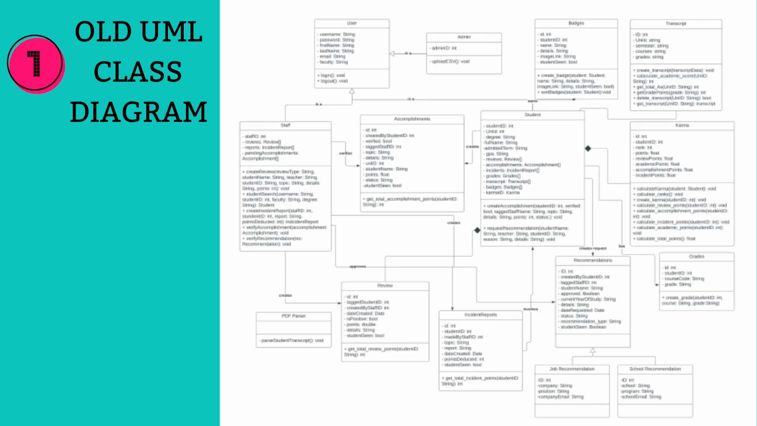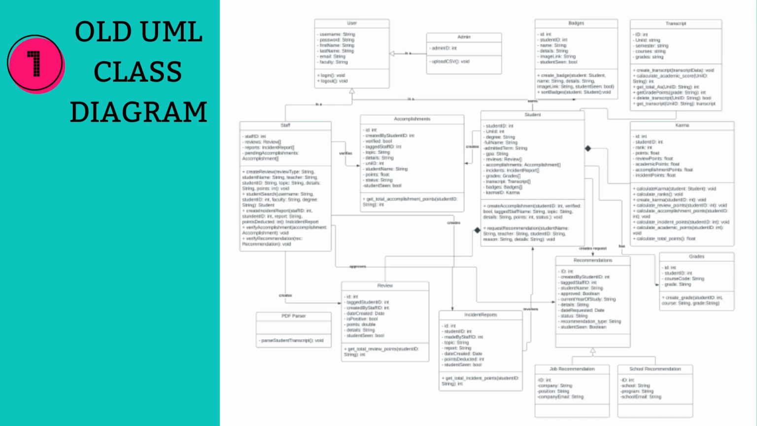So this is the old class diagram, and a major problem with this design is that the students are modeled as users of the system. This is unnecessary because the primary goal of the system is not for students to interact with it, but for the staff members to review the students based on their conduct.